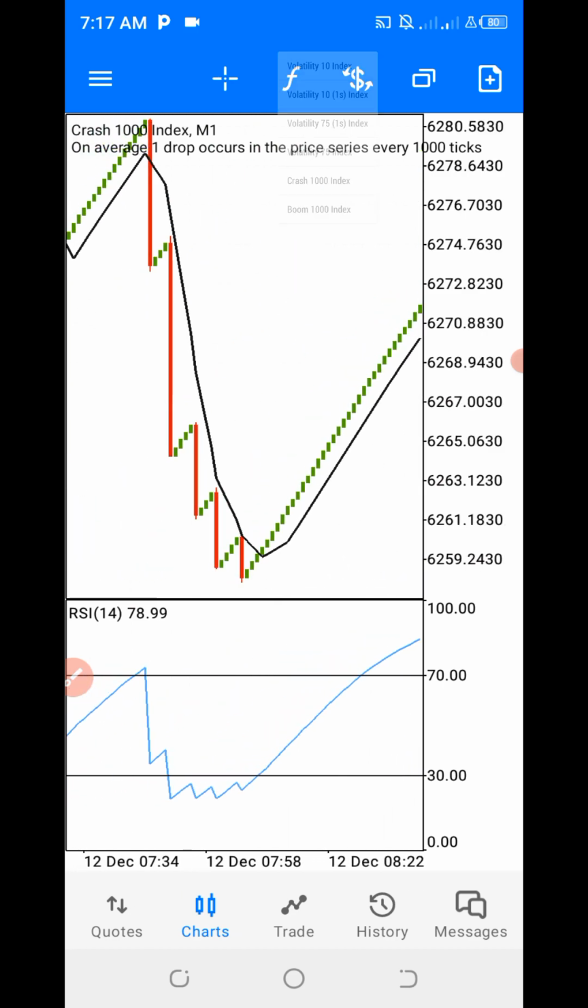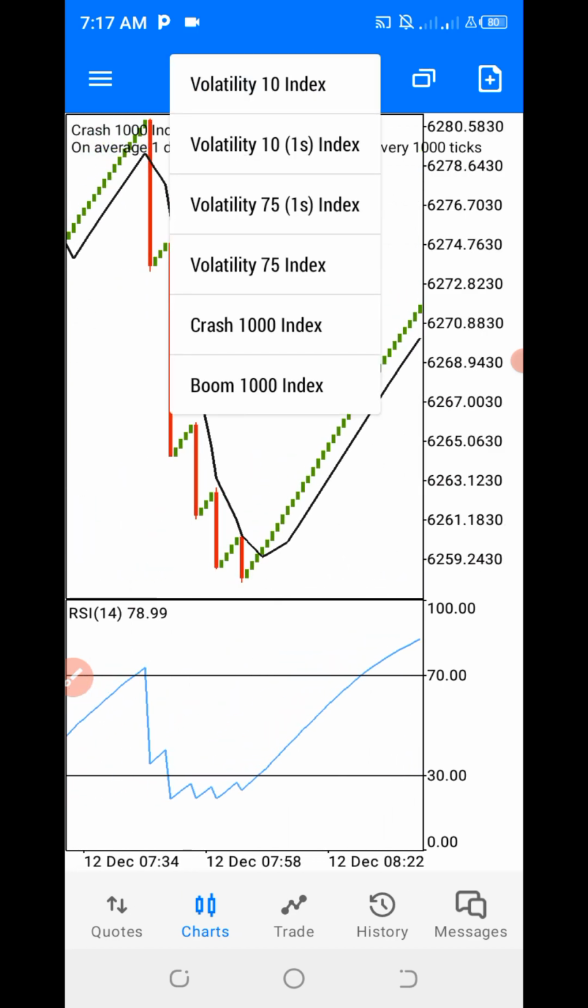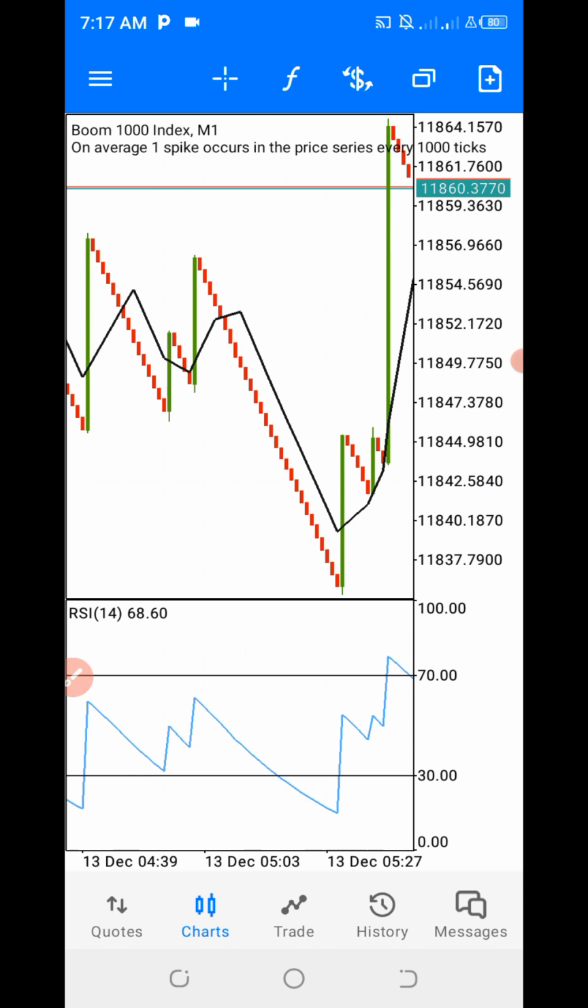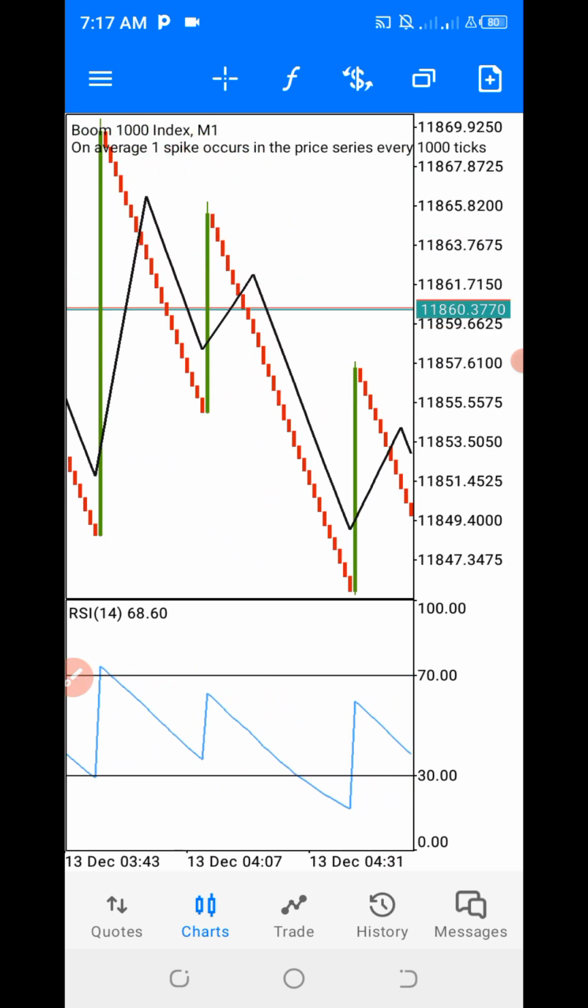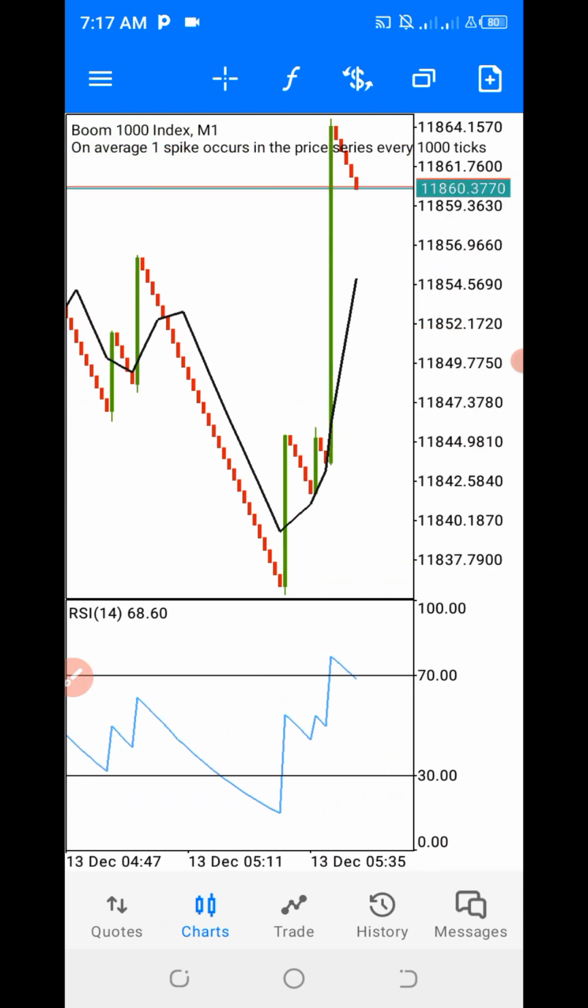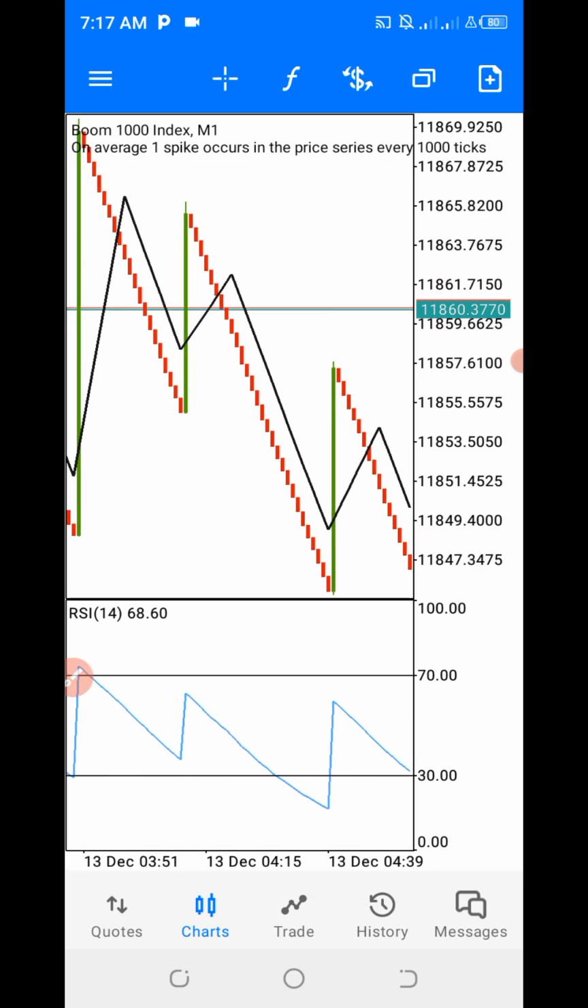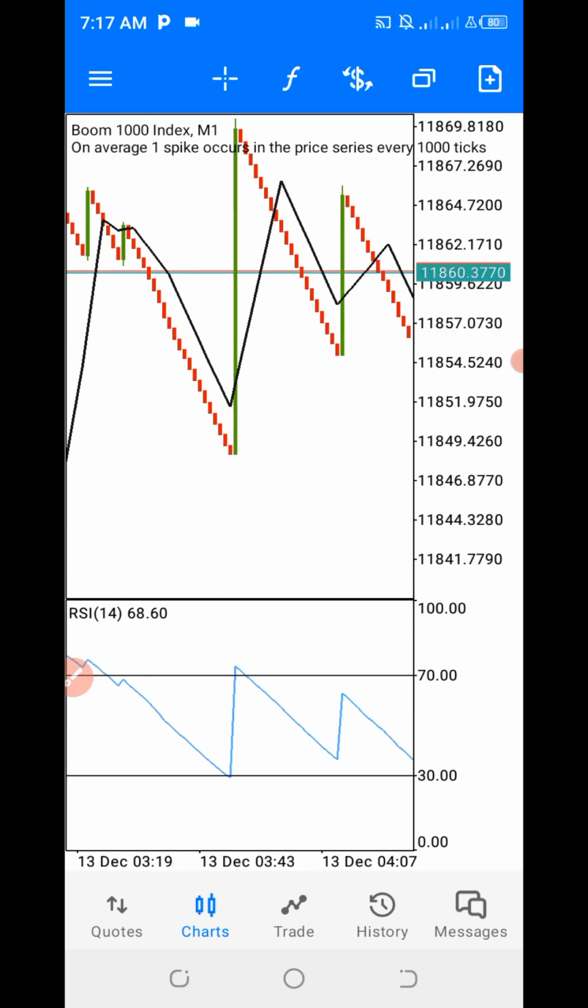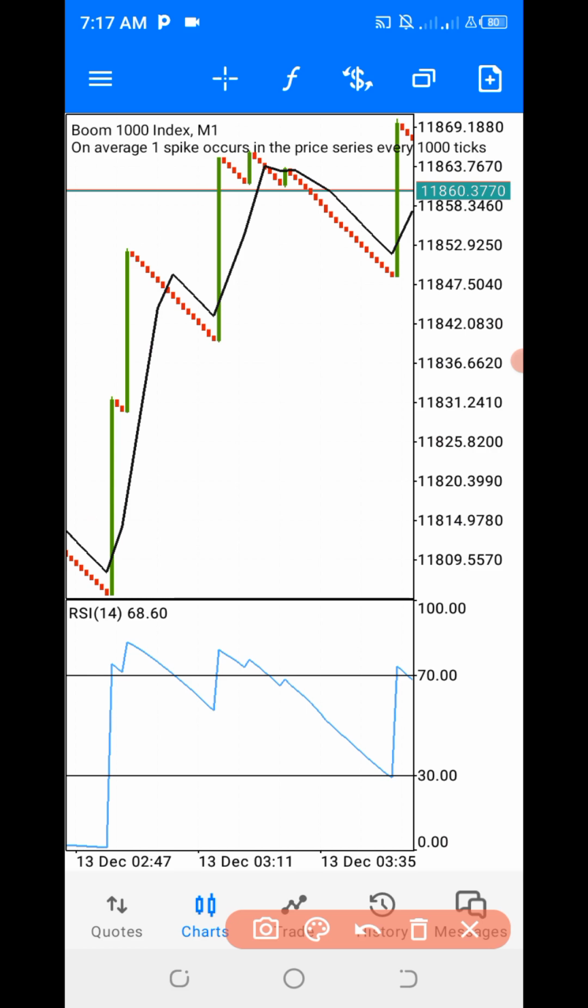Let's look at Boom 1000. This is Crash 1000, let's look at Boom 1000. For Boom 1000, obviously we are going to be taking a sell, not a buy. So in that aspect, you should be looking out for the 70 level here. This is where we'll be taking our entry.